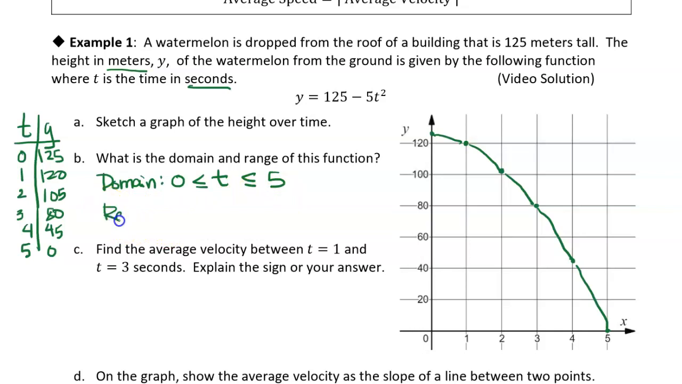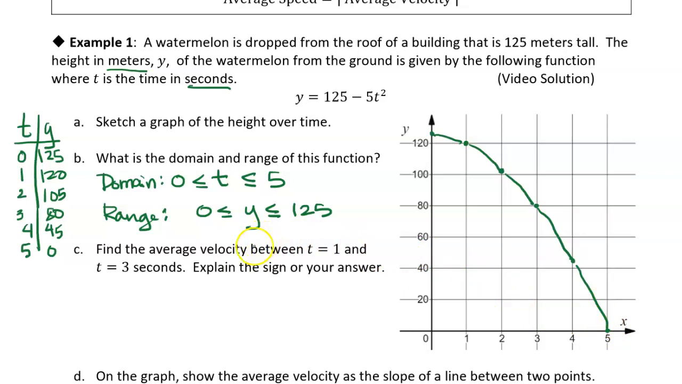Now the range, right? Range is the set of all possible y values, right? The set of all possible outputs of the function. All right, so it looks like, because the domain is constrained between 0 and 5, our range is just from 0 to 125. Right? 125. Okay, because that's the maximum up here at 0. At t equals 0, we get the maximum. t equals 5, we get the minimum at 0. All right, so there's our domain and range.